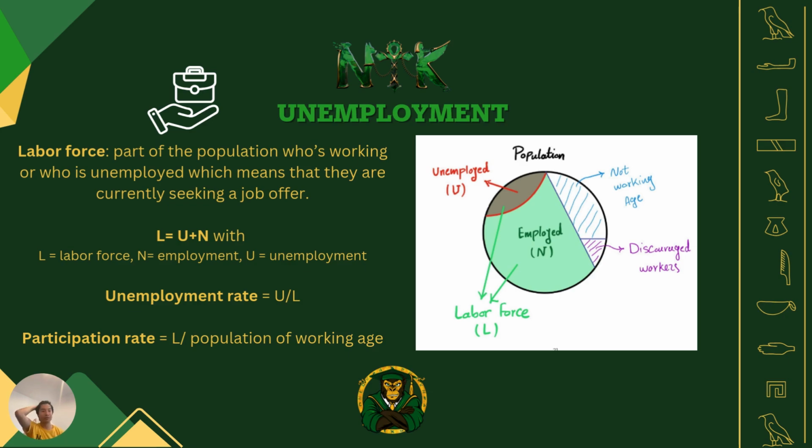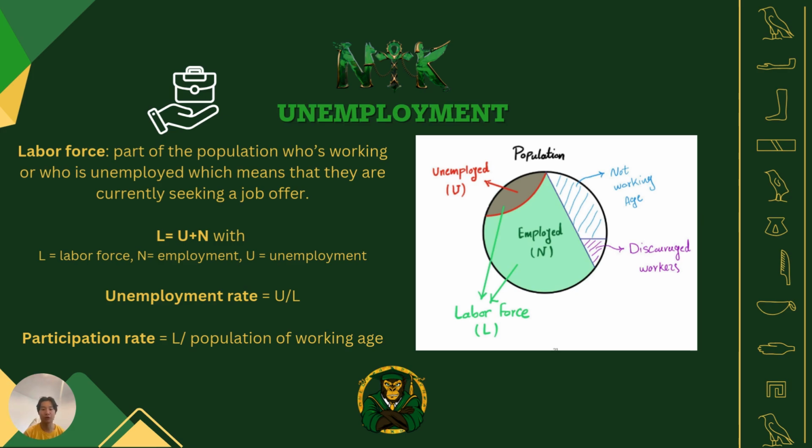Then we have the third notion, unemployment. Unemployment is quite important because it was in our last year's midterm. So, as you can see on the chart, we first have the labor force. Labor force is the part of the population who is working or who is unemployed, which means that they are currently seeking a job. So, in the labor force part, we have unemployed people, which is noted U, and employed people, which is noted N. Then we have discouraged workers. Discouraged workers are people who have given up looking for work and have left the labor market.